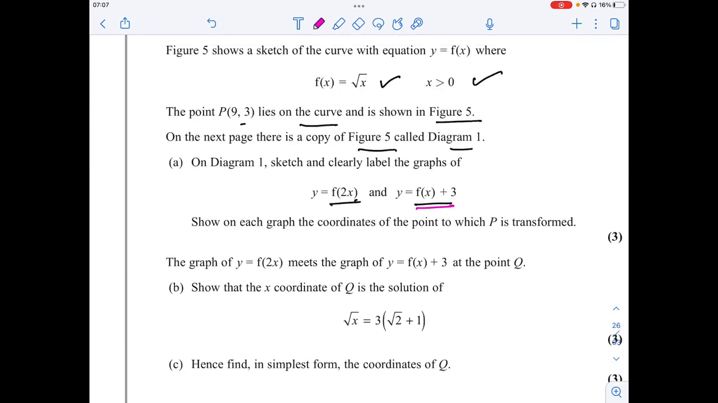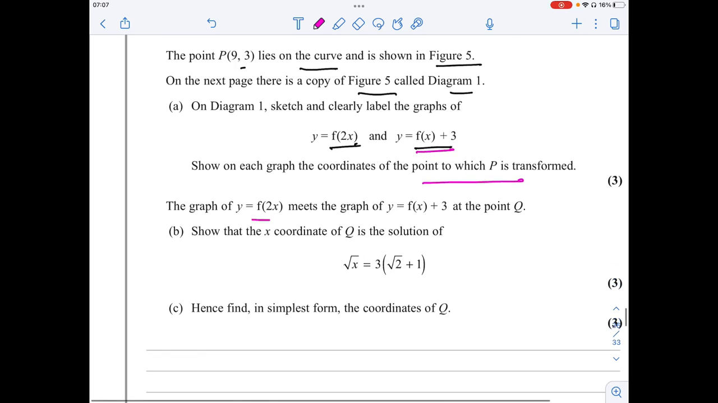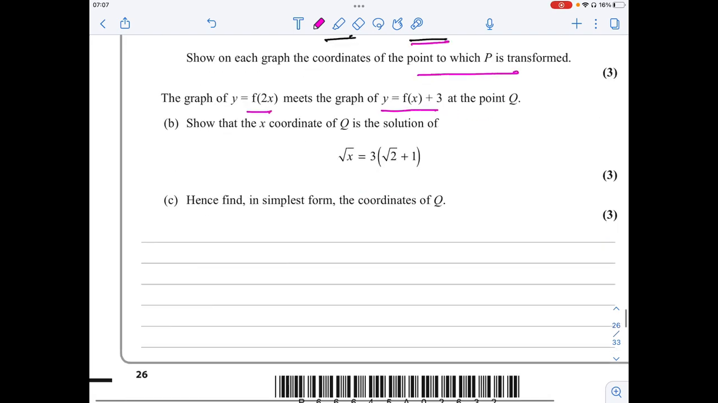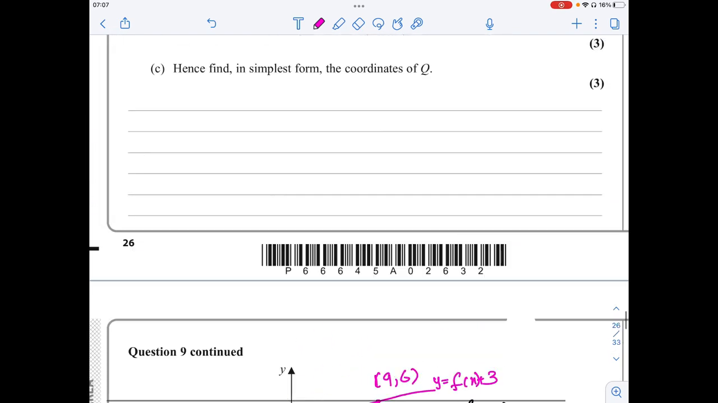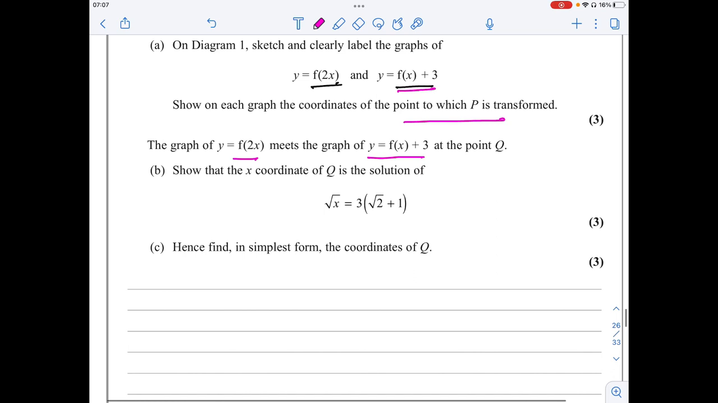Now show on each graph the coordinates of the point to which P is transformed. We have done that. The graph of y equals f of 2x meets the graph of y equals f of x plus 3 at a point Q. If you extend this one, it will meet at point Q. Show that the solution of Q is this one. Hence find in simplest form the coordinates of Q.